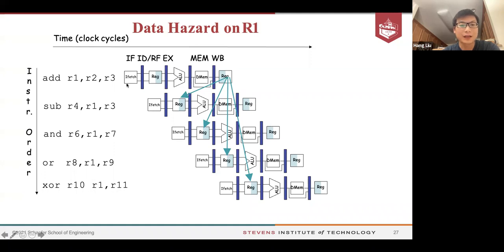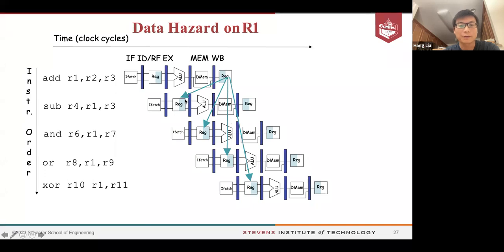So for data hazard, we have this kind of stream of instructions: add R2 and R3, put the results back to R1, and then subtract R1, R3, and put it to R4, and R1, R7, put in R6, or R1, R9, put in R8, XOR R1, R11, and put in R10. So we see here, the output of R1 is actually required by the second instruction, third, fourth, and fifth, right? So there's dependency here.